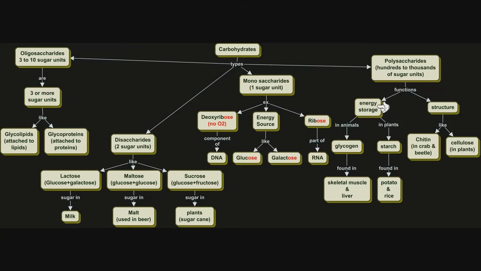Another function of a polysaccharide is basically to store energy. In animals, energy can be stored in the form of glycogen. Glycogen can be found in our skeletal muscle and our liver. You know that plants basically are the primary producer of energy through photosynthesis. The energy that is stored in plants is through starch. Examples are starches that can be found in potato and rice.